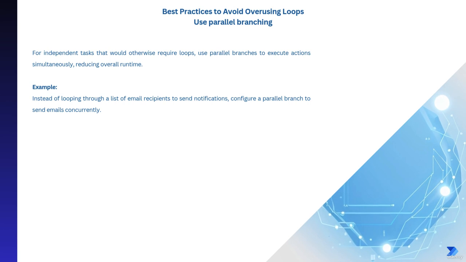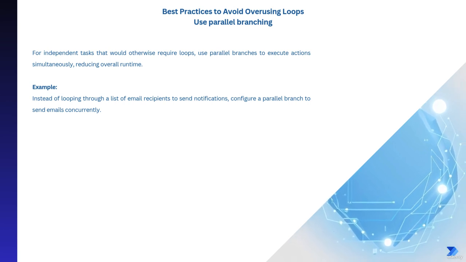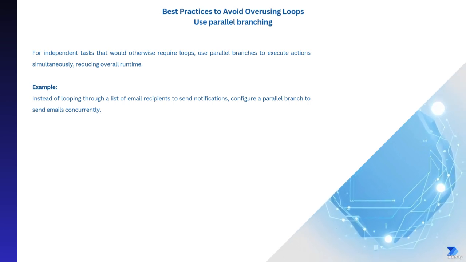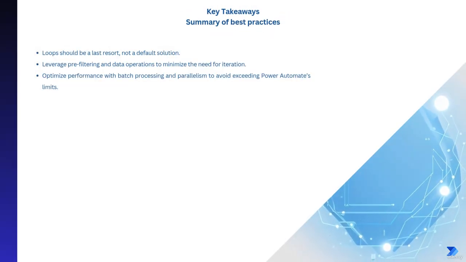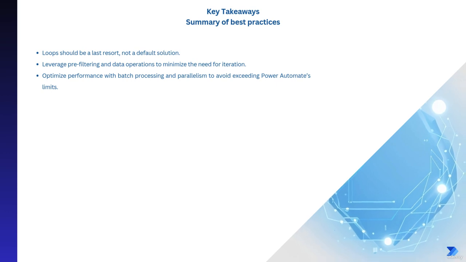Use parallel branching. For independent tasks that would otherwise require loops, use parallel branches to execute actions simultaneously, reducing overall runtime. Example: instead of looping through a list of email recipients to send notifications, configure a parallel branch to send emails concurrently. Key takeaways: loops should be a last resort, not a default solution.